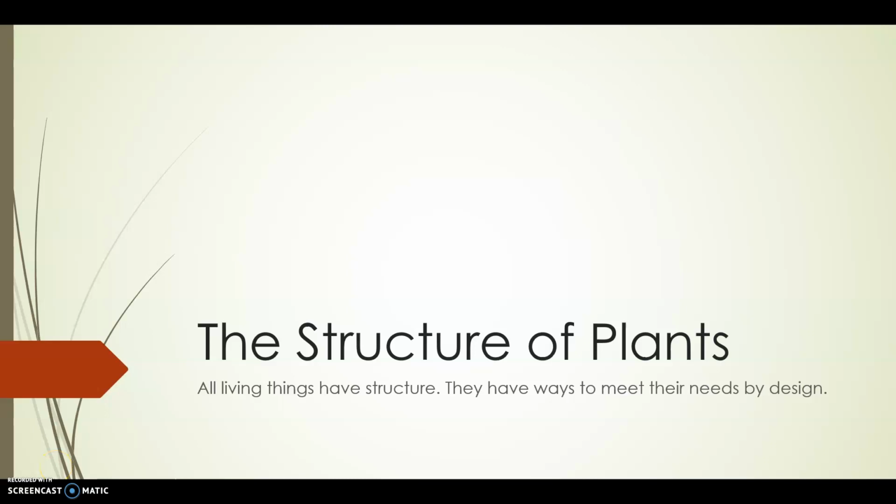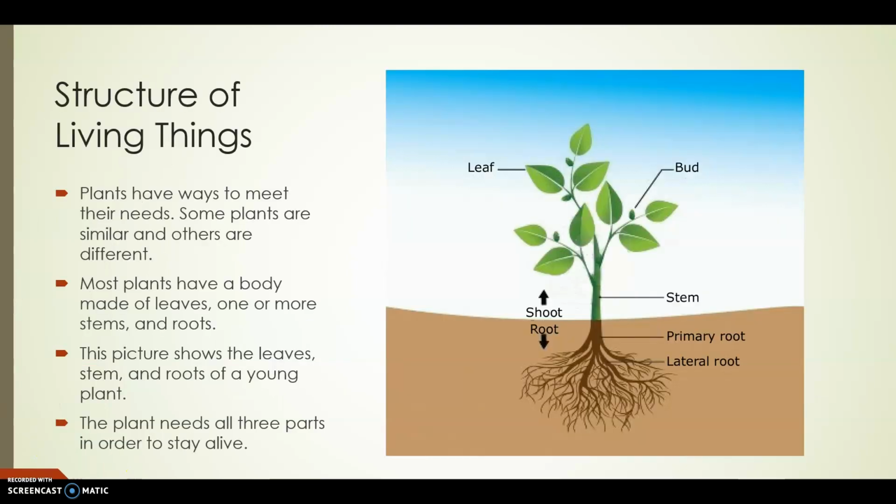Plants are living organisms much like animals. There are many things they need to survive. Plants have a certain structure. Plants have ways to meet their needs. Some plants are similar and others are different.